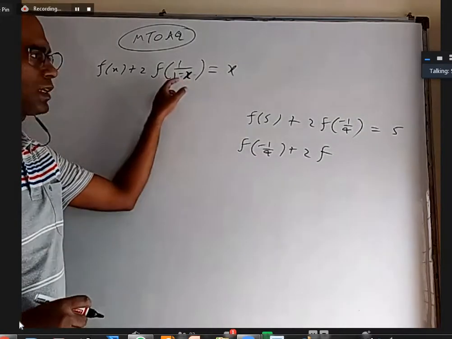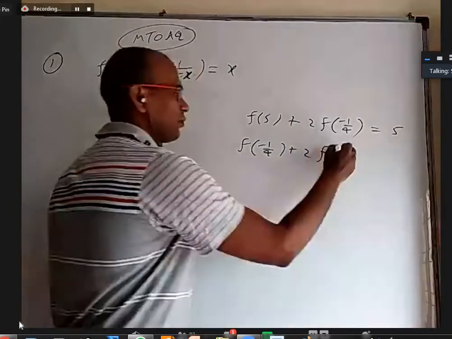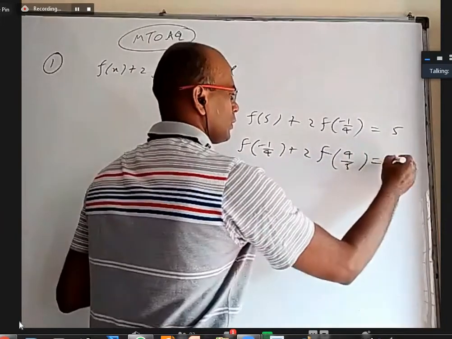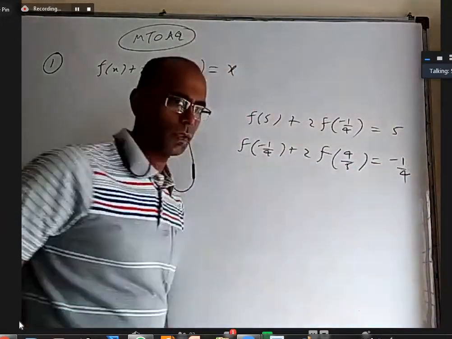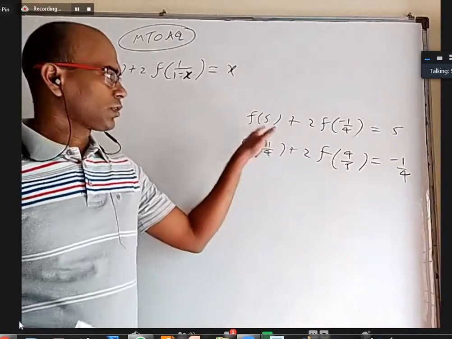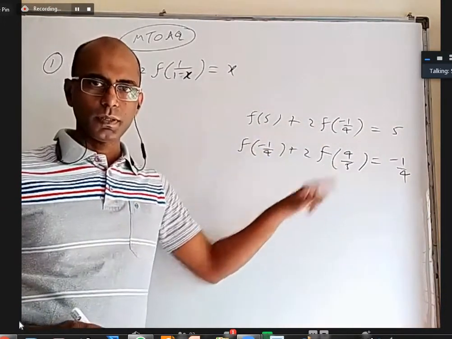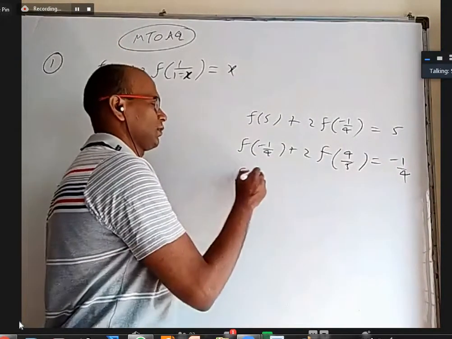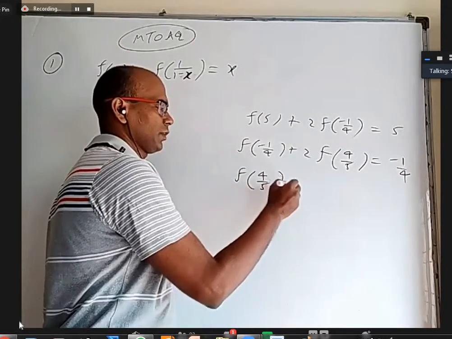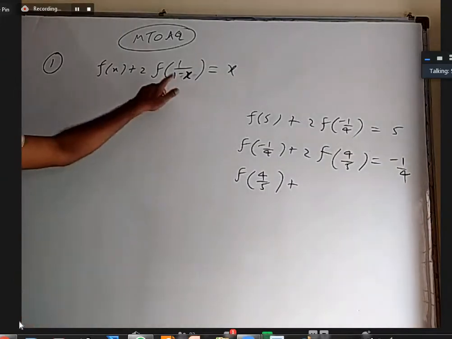This will become 1 + 1/4 = 5/4, so 1 over that is 4/5. Okay, that is -1/4. So if you want f(5), you have to know f(-1/4). If you want to know that, you have to know f(4/5). Now see how to find f(4/5). Wherever x is there, write 4/5. Then what will happen here?